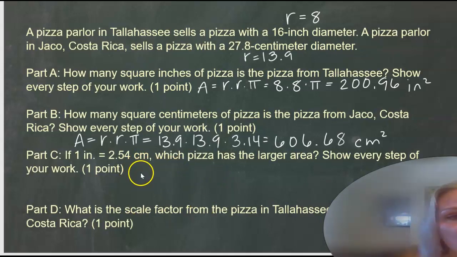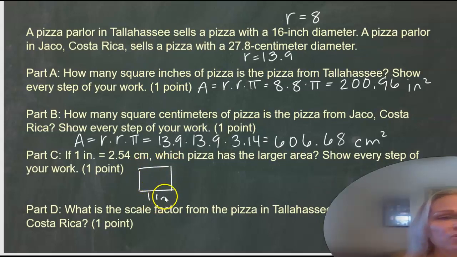So think about if this is a square inch, right? That means this side is 1 inch and this side is 1 inch. And 1 times 1 gives us an area of 1. All right, so far so good. So now, let me get rid of that.